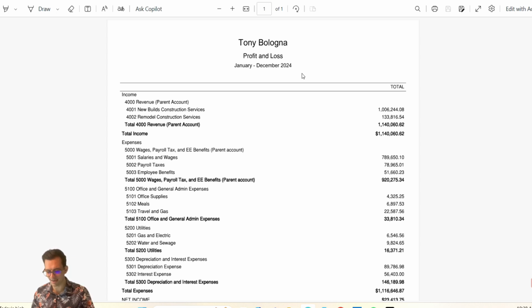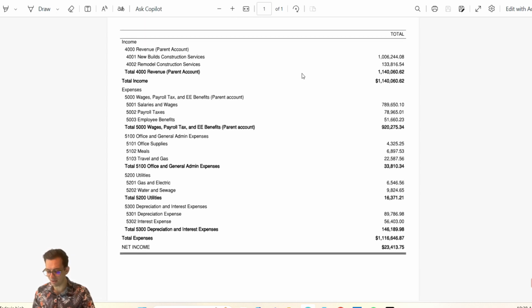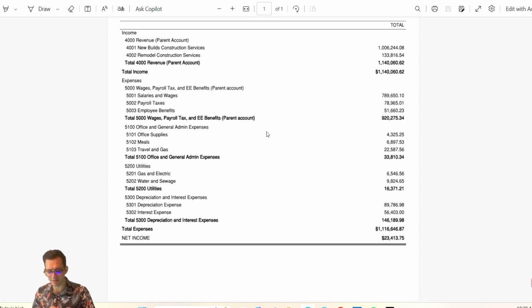And then we go on down here. He had a total of 1.1 million in total jobs completed. So that's a pretty small business, but not too small. He's starting to get his feet off the ground. And we take a look down here. Salaries, wages, payroll tax, employee benefits, $920,000 in expenses.